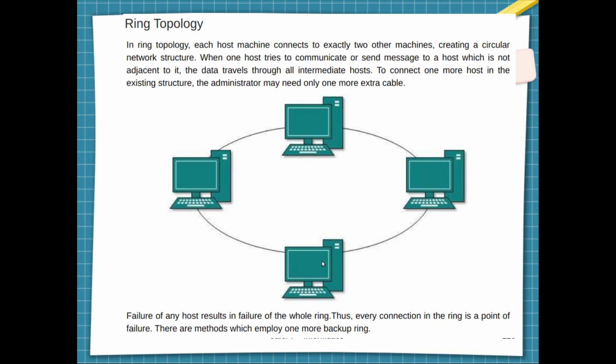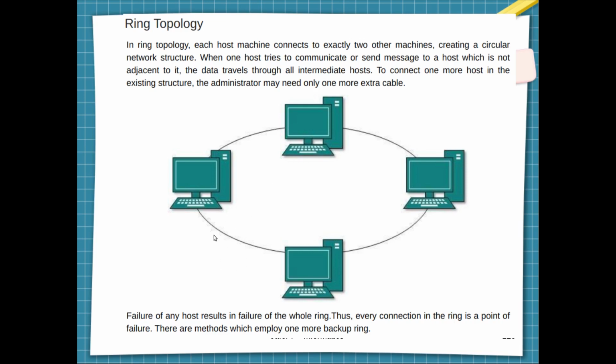So in ring topology, each host machine connects to exactly two other systems. You can see there are two systems here, creating a circular network. When one host tries to communicate with a host which is not adjacent to it, the data travels through all intermediate hosts. This is the intermediate host. To connect one or more hosts in the existing structure, the administrator may need only one extra cable, right? If you want to add one more system here, you can add it. The administrator needs one extra cable.